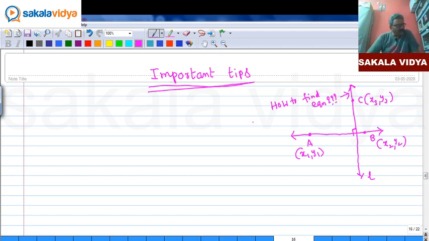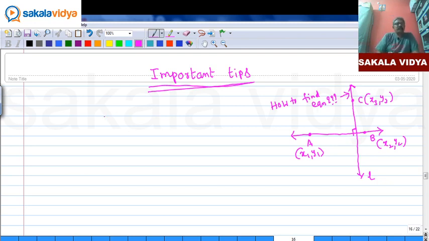M1 into M2 is minus 1. First apply the two-point form, then the point-slope form. Slope of AB, find it. Very good. It's a good idea: foot of the perpendicular. What is the necessity of the foot of the perpendicular? Okay, foot of the perpendicular. Good idea.